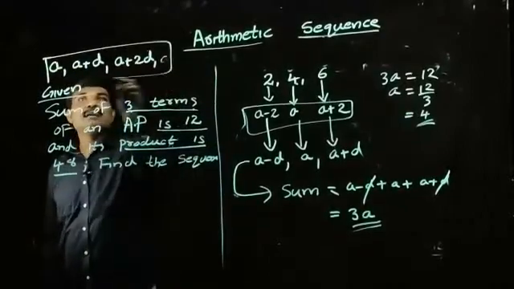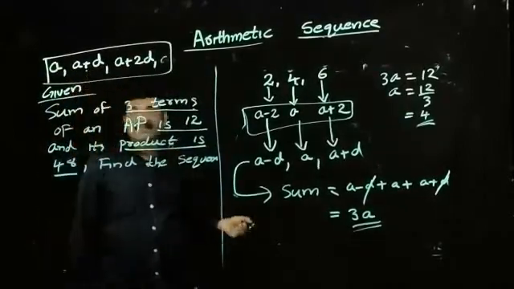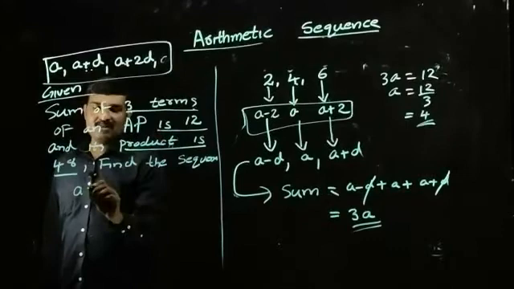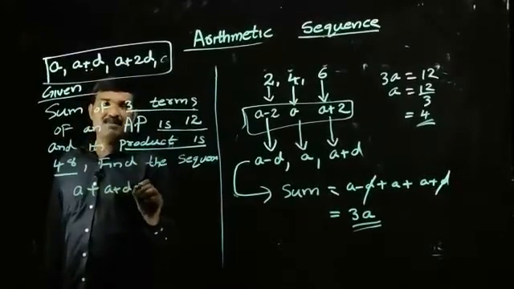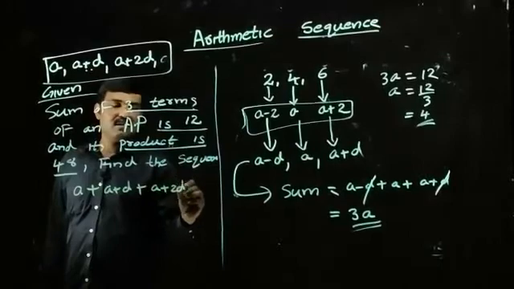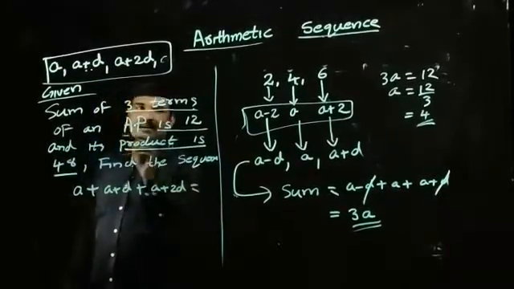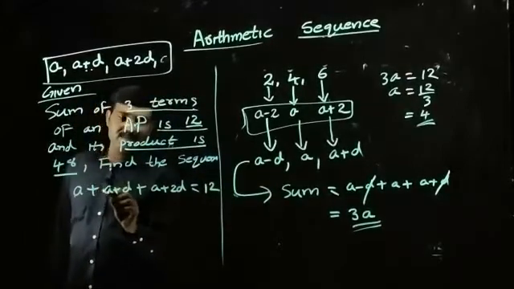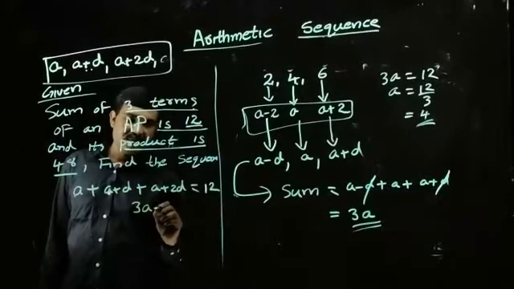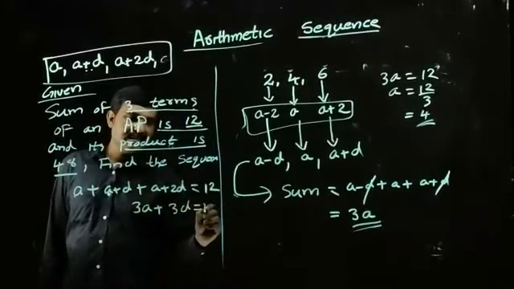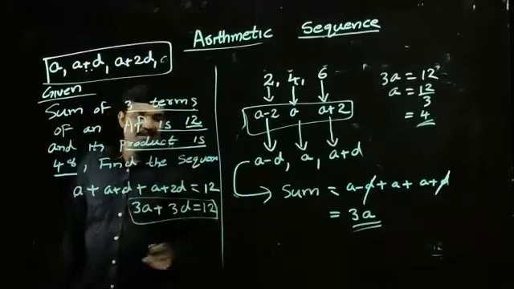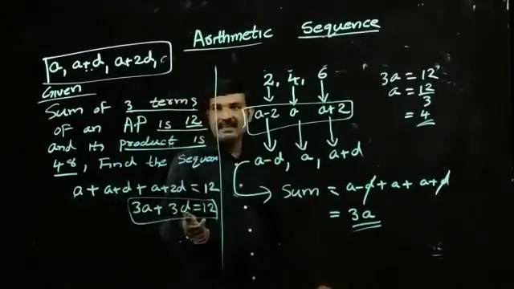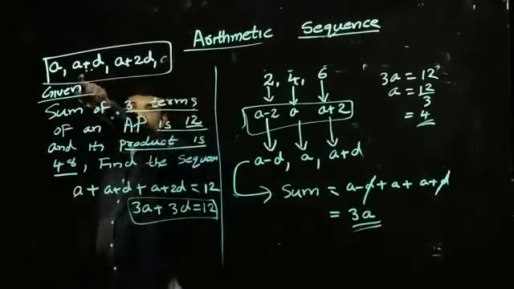We can choose 3 terms like A, A plus D, A plus 2D. Then what happens if you are choosing in this manner? Now I am simply adding these 3 terms. So this becomes A plus A plus D plus A plus 2D. That is equal to what is given, 12. So this gives A plus A plus A, 3A plus 3D, that is equal to 12, right? So we have 2 unknowns in this equation. One is A and the other is D, if we are choosing the terms like this.